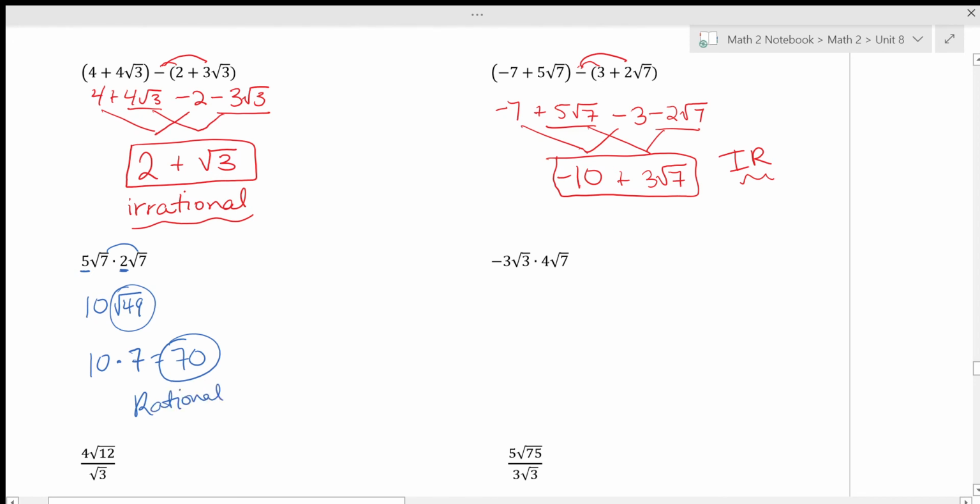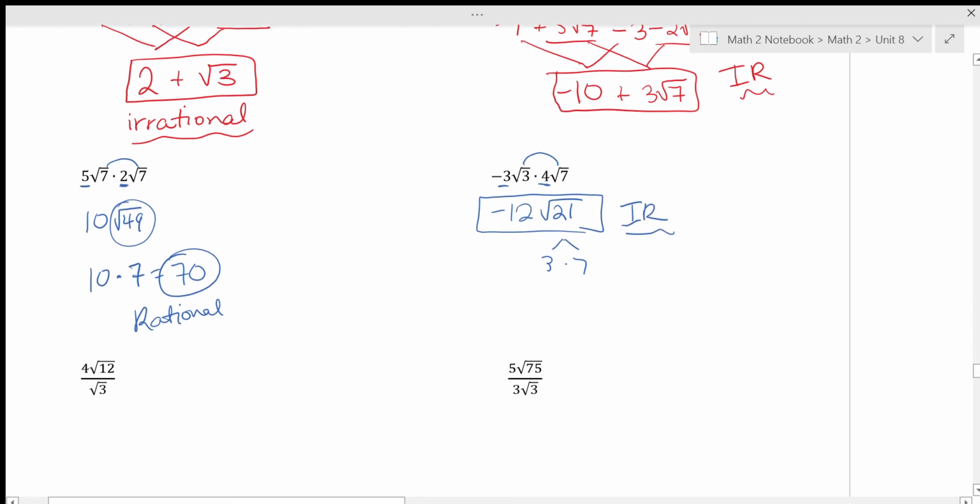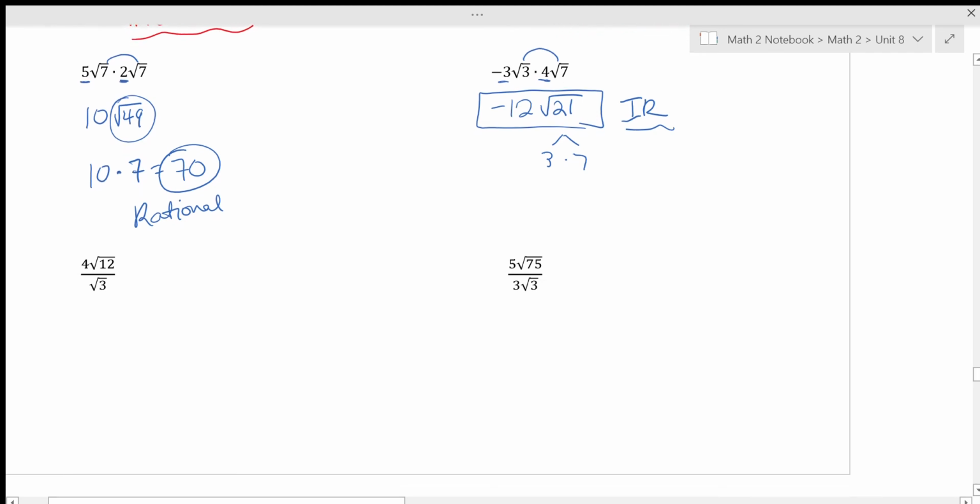Okay, on the next one, we have same type of problem. We're going to do the negative 3 times the 4. That gives us negative 12. And then root 3 times root 7 gives us root 21. 21 factors to 3 and 7, which we cannot break up any further. So this is a simplified radical. So our answer is negative 12 root 21, which is irrational because we still have the root 21. So again, as long as we have an imperfect radical in our answer, it is irrational.